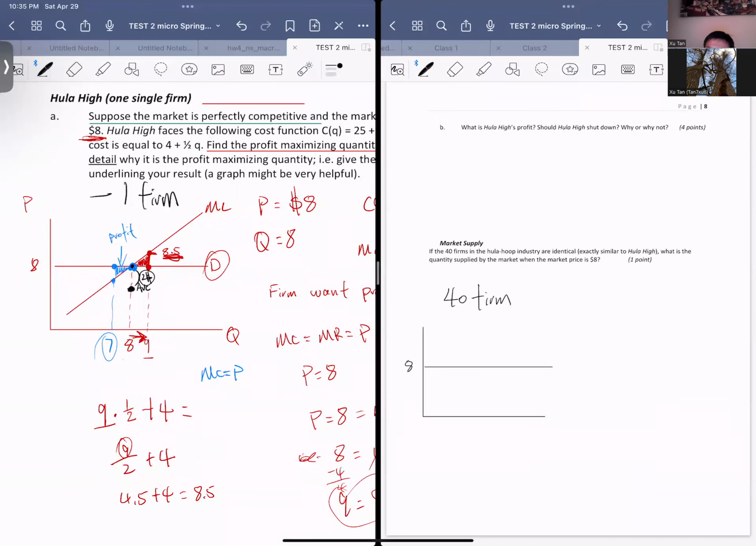Exactly at $8. But what's the quantity is what I was asking. So if we have one firm that is selling 8 units for $8, and everyone's supply and demand are the same, how much would I sell? So basically just 8 times 40, 320. So quantity is 320.